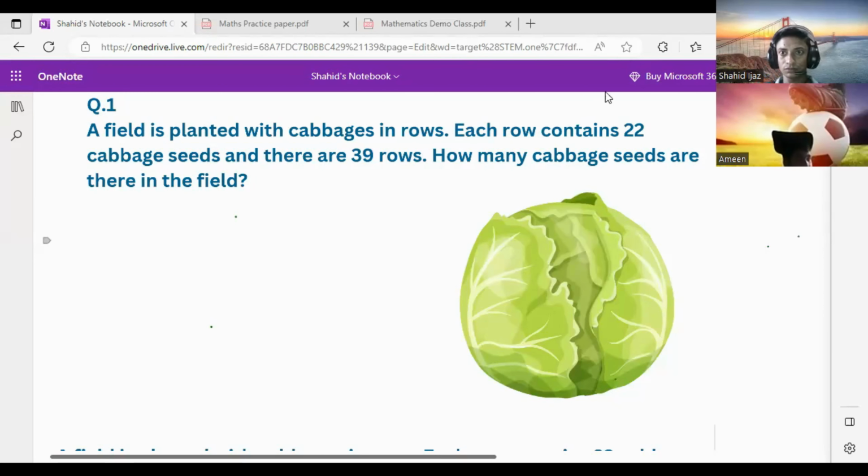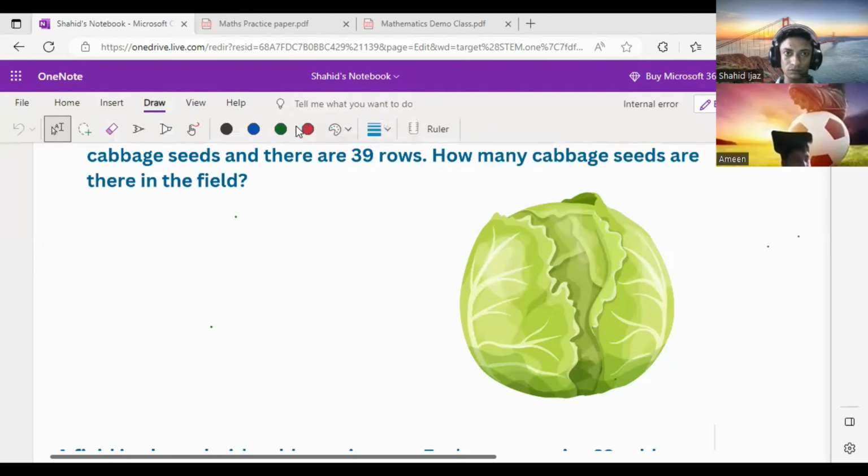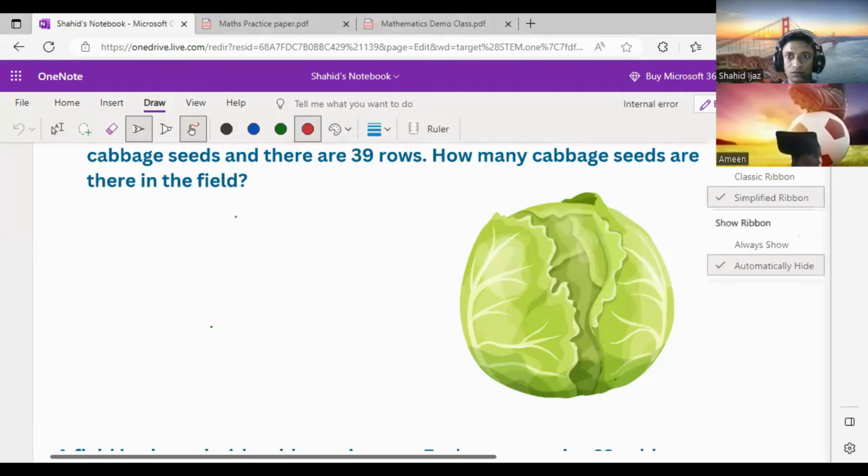So the question is telling us that there are 22 cavities in each row, and there are 39 rows. So the question is asking us how many seats are in the field. So we need to do 39 times 22. Yes, great. So, do you know the difference in rows and columns?